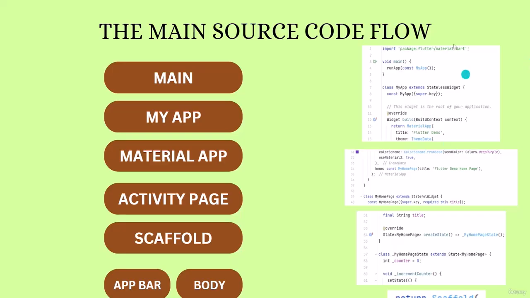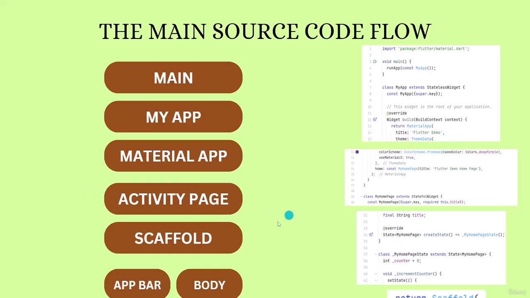Over here, if you take a look, I have an example. Once you have imported the package of Flutter slash material.dart, you start with a function written as void main, then you are running the app. These three things, the main function, my app function, and the material app function, are the most important three things that you need to make sure that you have once you're creating any web application page.